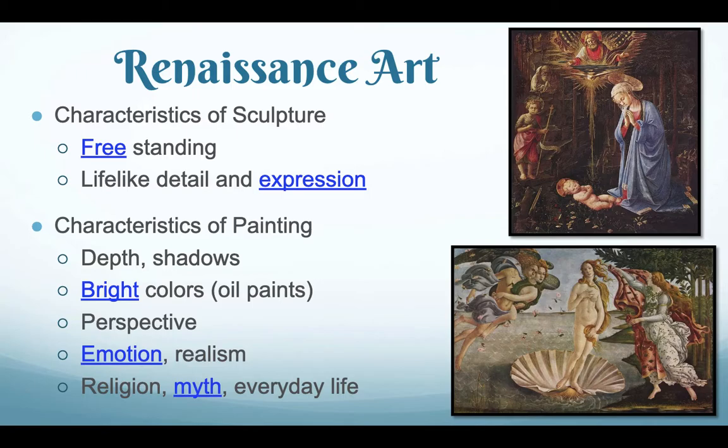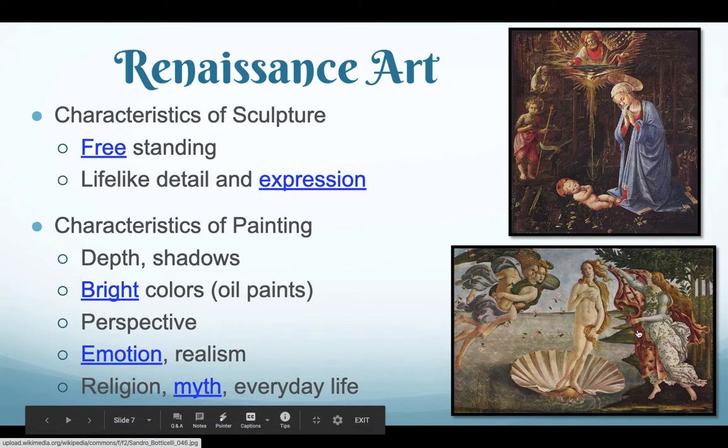So you're going to see much more brighter colors when we talk about Renaissance art. Perspective, so there's a clear foreground and a clear background, so you can see that in this one here more so. This doesn't have as deep of a background here, but emotion, realism, and then the major themes are religion, myth, and everyday life. So this one would be religion, so this is depicting the birth of Jesus, and this one would be myth because this is called the birth of Venus, who obviously was the Roman goddess of love.